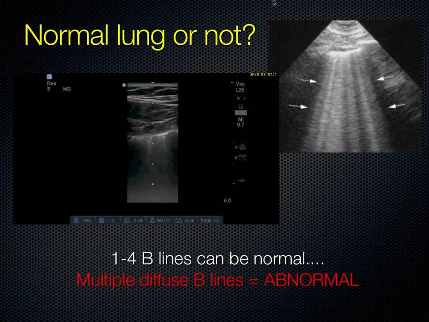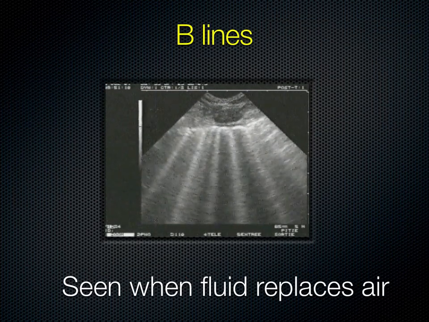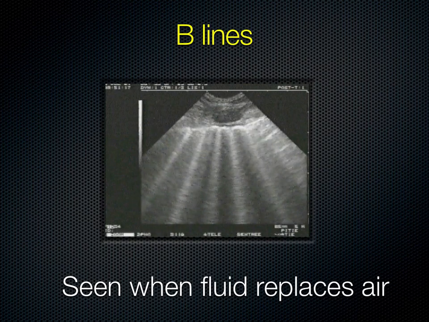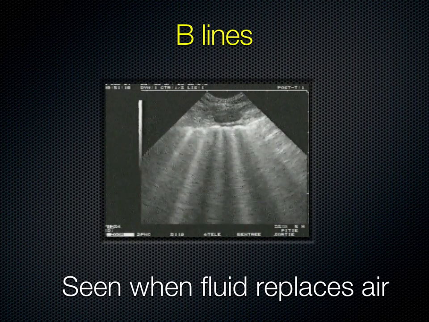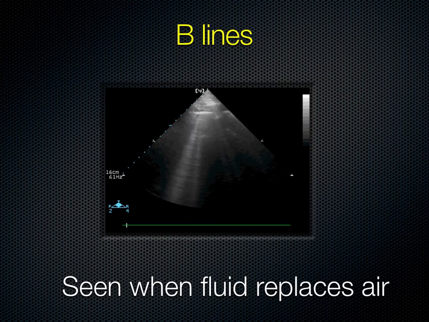But if you have multiple B lines that go all the way to the edge of the screen and obliterate the A lines, then that is not normal. And more than 5 in an area is very much correlating with extravascular lung water or pulmonary edema. Here's an example of what B lines look like. Again, it looks like a light show. You can see the movement with the pleural line moving. You can see the extension all the way to the edge of the screen. Here's another example. These B lines are more confluent, and that probably represents that fluid is not just in the interlobular septae, but also in the alveoli themselves, which tend to be more 3 millimeters apart.